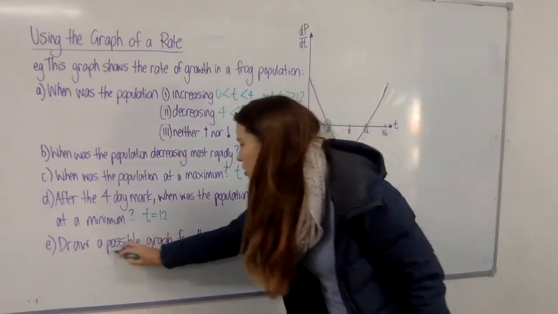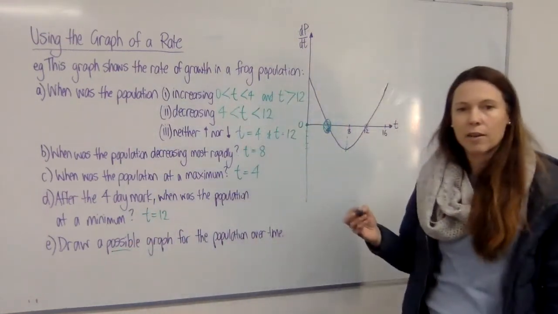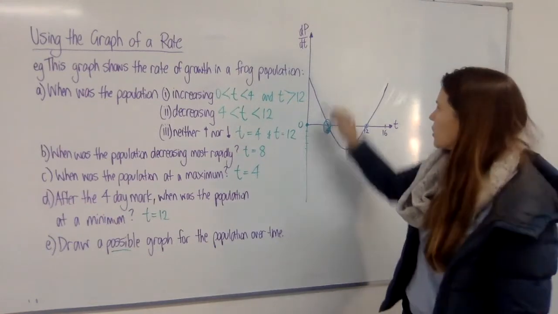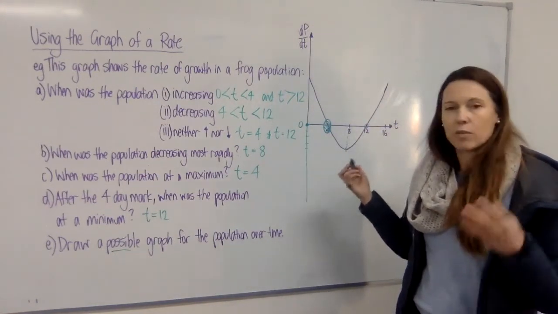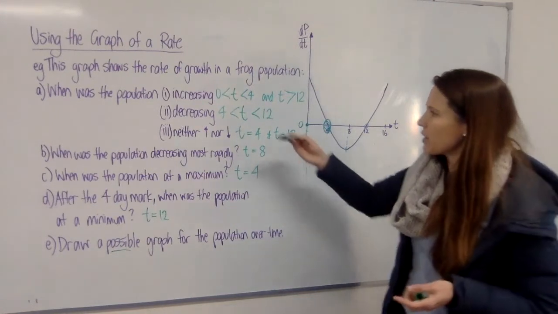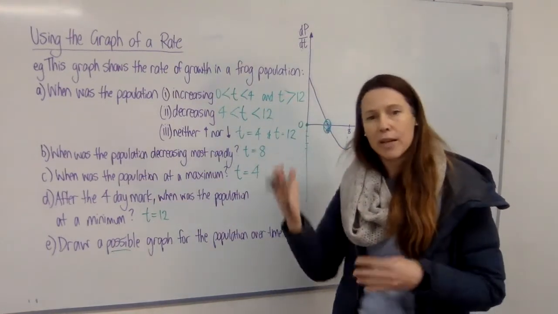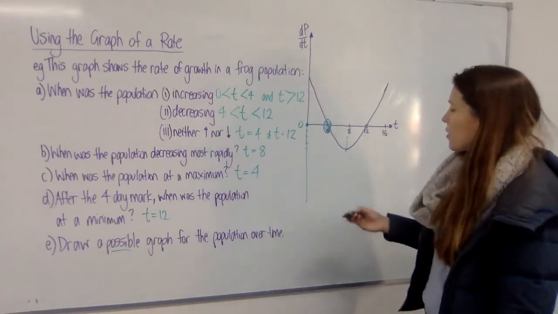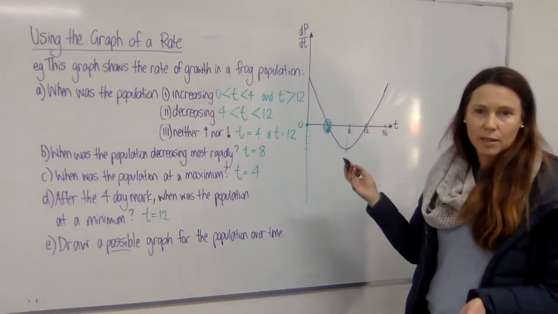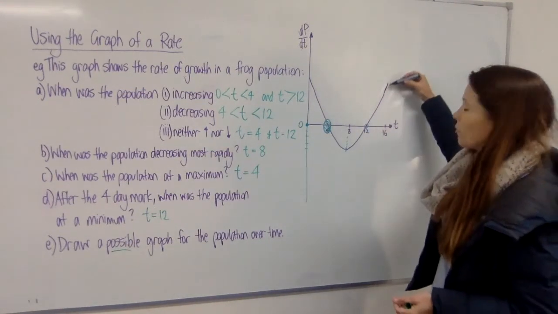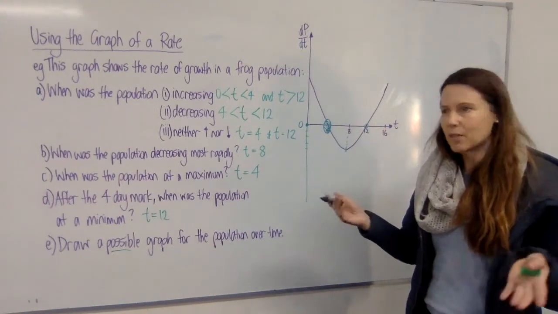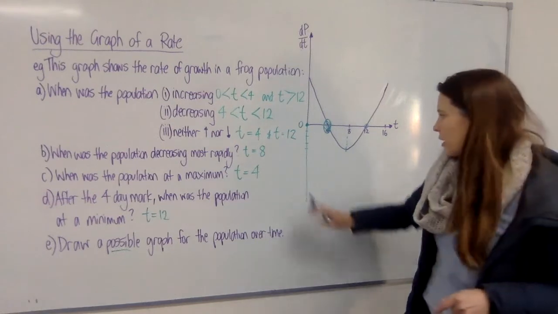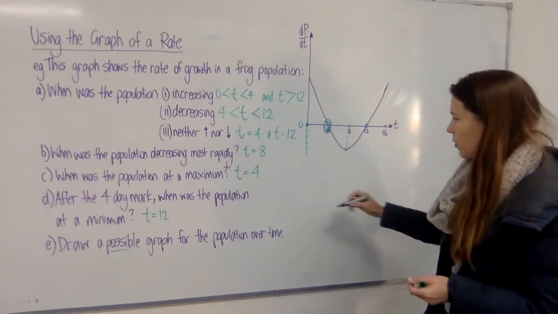All right, draw a possible graph for the population over time. Now it says a possible graph because we don't have any information on our vertical axis here to give us any real figures. But we've got some basic ideas of when the population was going up or going down. We also know that there must have been some frogs at all times because the frog population couldn't have grown if they'd fully died out here because there wouldn't have been any frogs left to reproduce. So a little bit of logic like that, common sense, goes a long way.